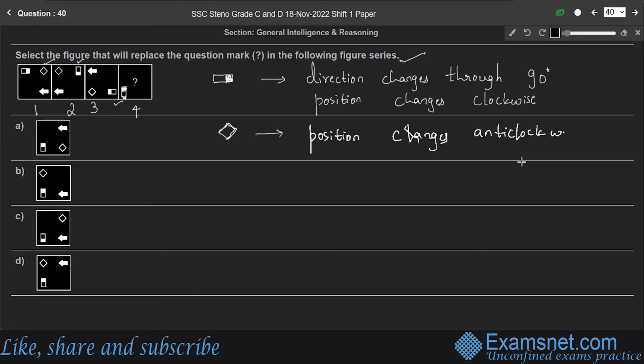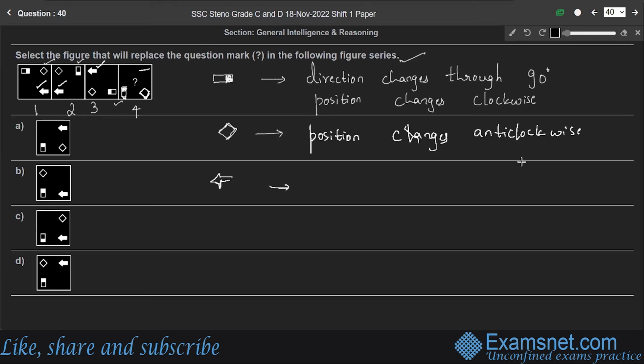Anti-clockwise. Therefore, in the fourth figure, the position of the diamond shape will be in the bottom right corner. When it comes to the arrow mark, we'll consider the arrow mark in the first figure. Here it is in the bottom right corner. In the next figure, it is bottom left, then top left. Therefore, in the fourth figure, it should be at top right.